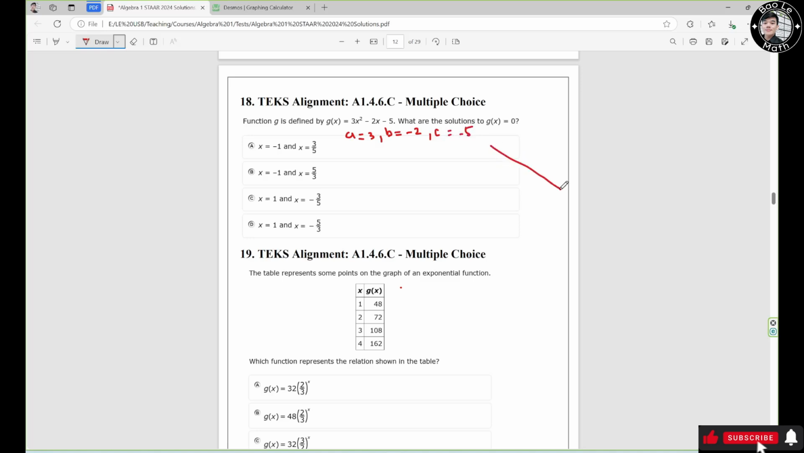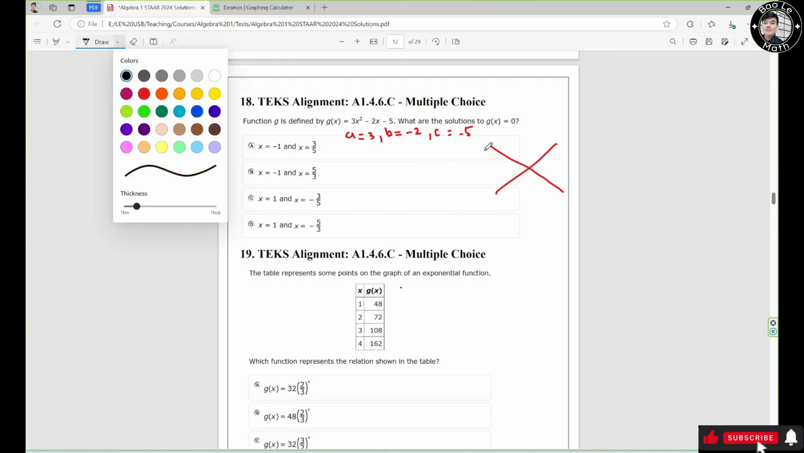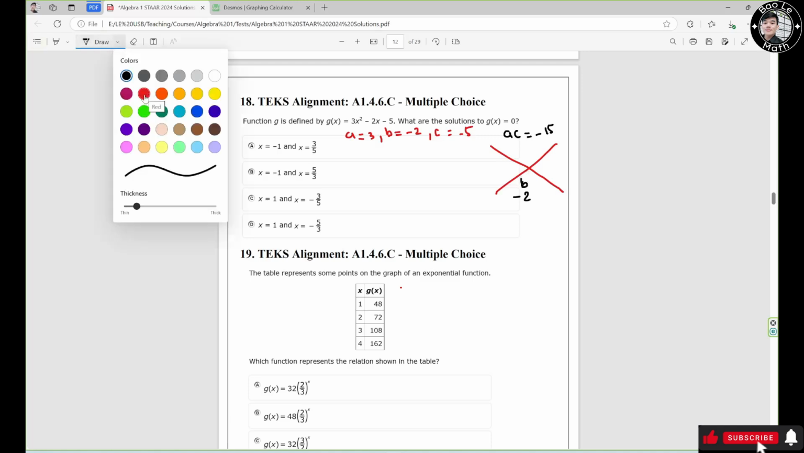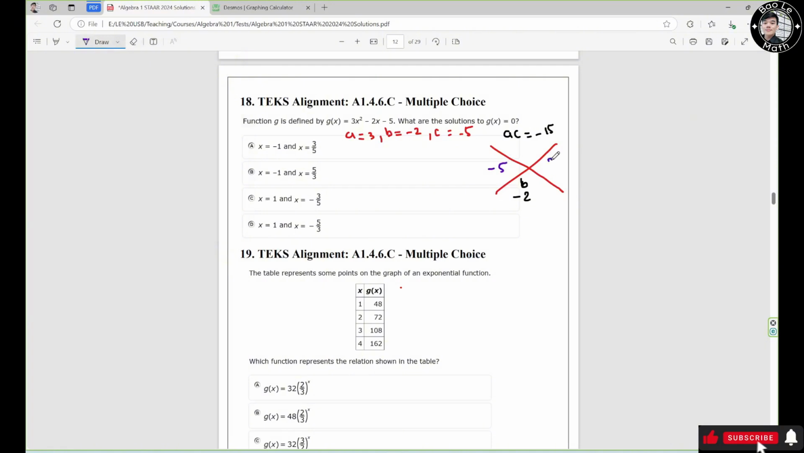Alright, so we're going to use the X method to factor this one. On the top, you're going to put a times c, right? So a times c equals negative 15, and b equals negative 2, right? Now, you need to find 2 integers that multiply to negative 15 and add up to negative 2. They are negative 5 and 3, right? So then you just rewrite this one as s minus 5 times s plus 3.